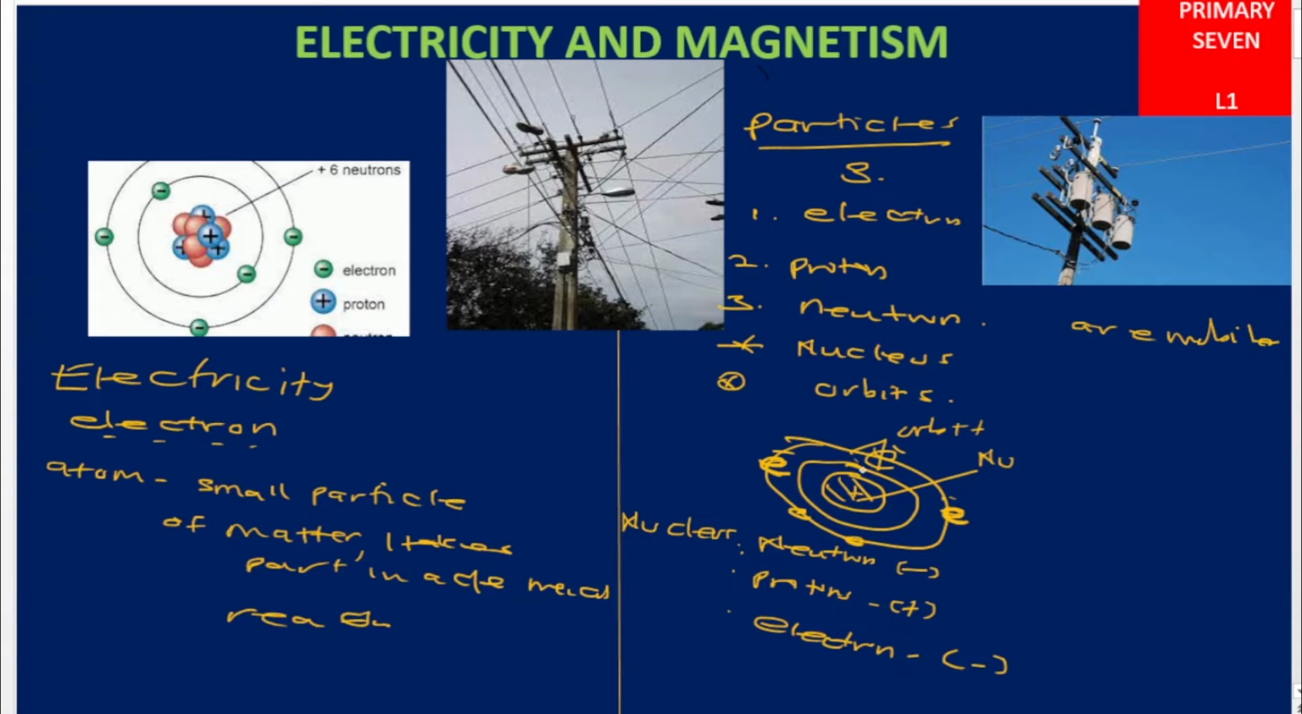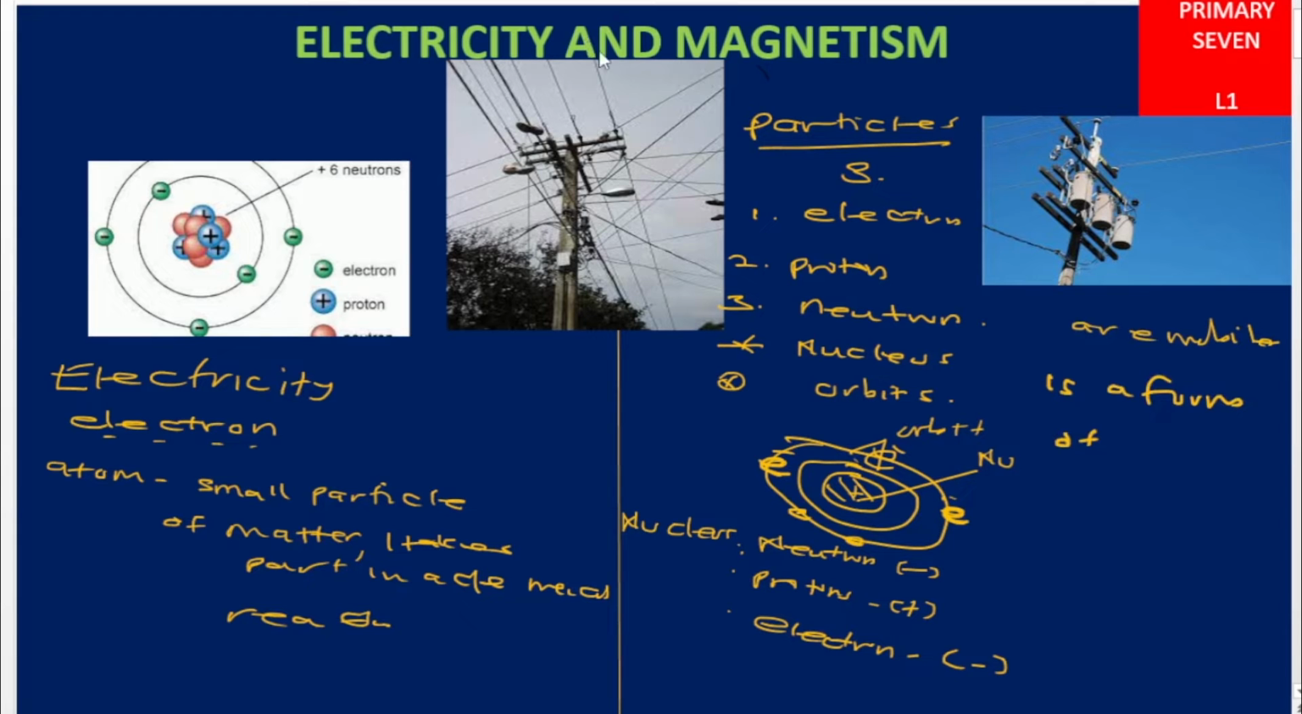Now as these electrons are moving and are found within matter, they are going to produce a form of energy. That form of energy produced by these electrons moving within a certain matter is what we call electricity. Therefore, when defining the term electricity, we just say that electricity is a form of energy.